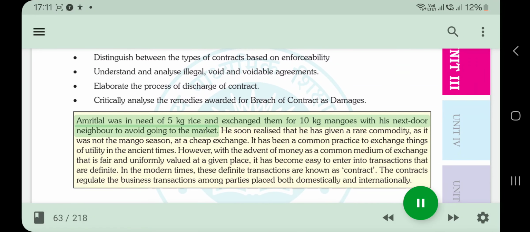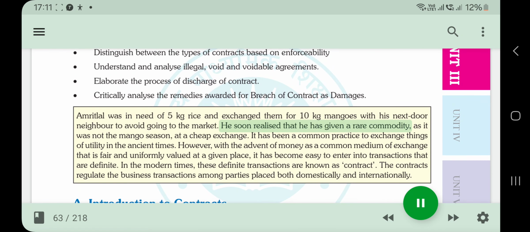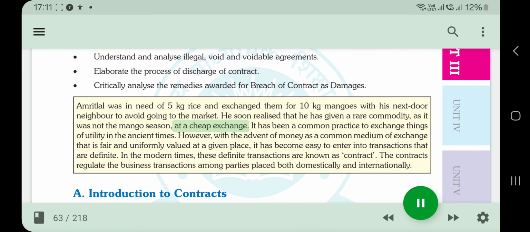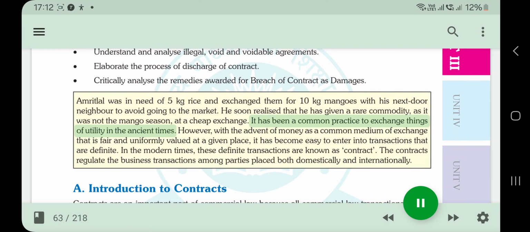Amritlal was in need of 5 kilograms of rice and exchanged it for 10 kilograms of mangoes with his next door neighbor to avoid going to the market. He soon realized that he had given a rare commodity, as it was not the mango season, at a cheap exchange. It has been a common practice to exchange things of utility in ancient times.